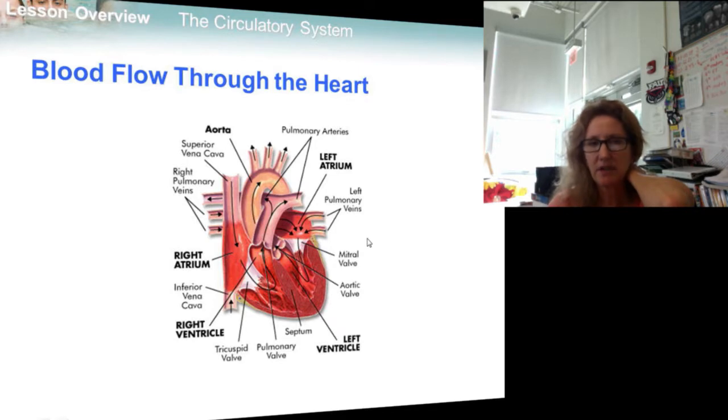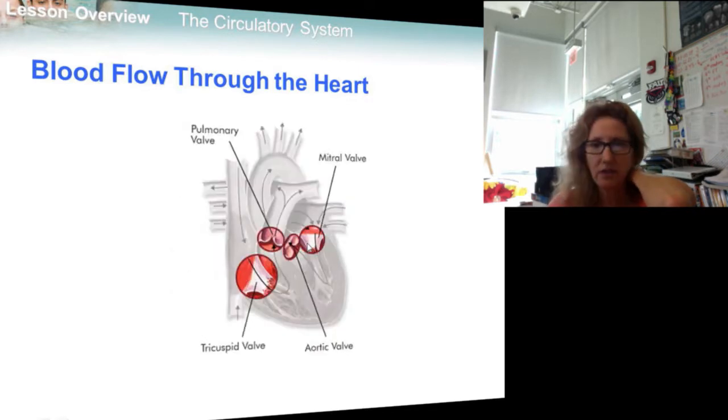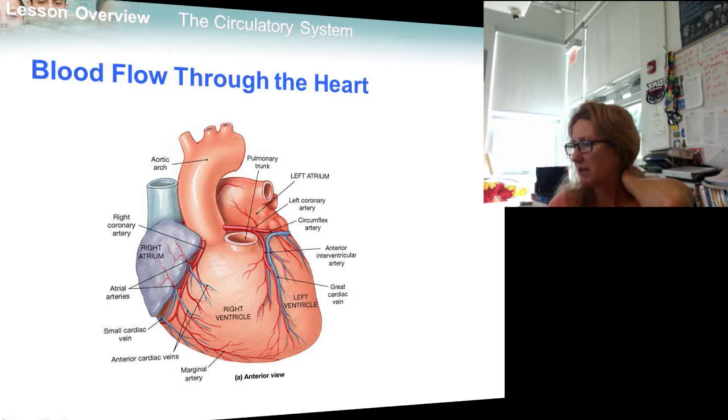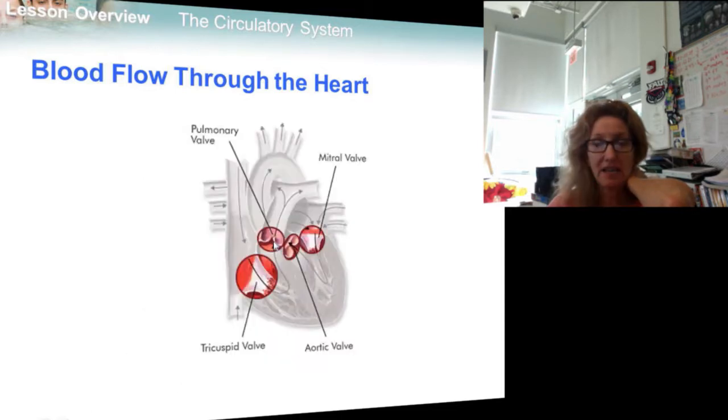The flaps of connected tissue called valves are located between the atria, the upper chambers, and the ventricles. When blood moves from the atria into the ventricles, the valves open, right here and right here. When the ventricles contract, the valves then close, preventing blood from flowing back into the atria. The valves, let me go back to that, are also located at the exits of each ventricle right here. The system of valves keeps blood moving through the heart in one direction.